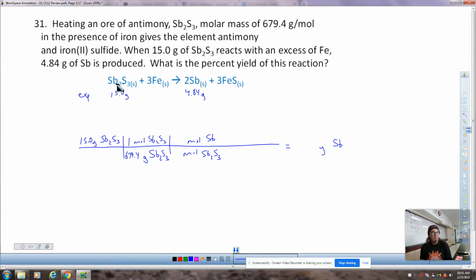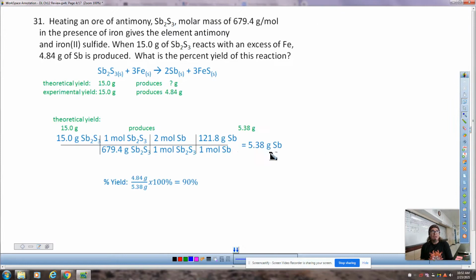And then step number 3, get out of moles of antimony sulfide, get into moles of antimony. Balanced equation looks like it's a 1-to-2 ratio. And one more step, get out of moles of antimony and get into grams of antimony. Periodic table is going to tell me that number. I can't quite see it up there, but my next slide will have that number too. And that will tell me how many grams theoretically I'm supposed to produce, which is 5.38.